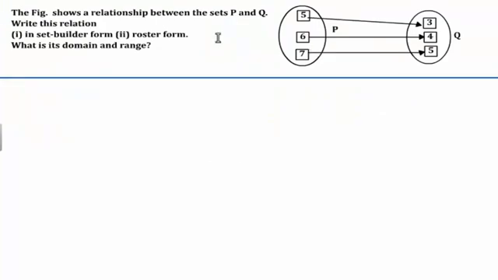This question says that the given figure shows a relationship between the sets P and Q. You have to write this relation in set builder form, in roster form, and also you have to write its domain and range. Let's begin the solution.